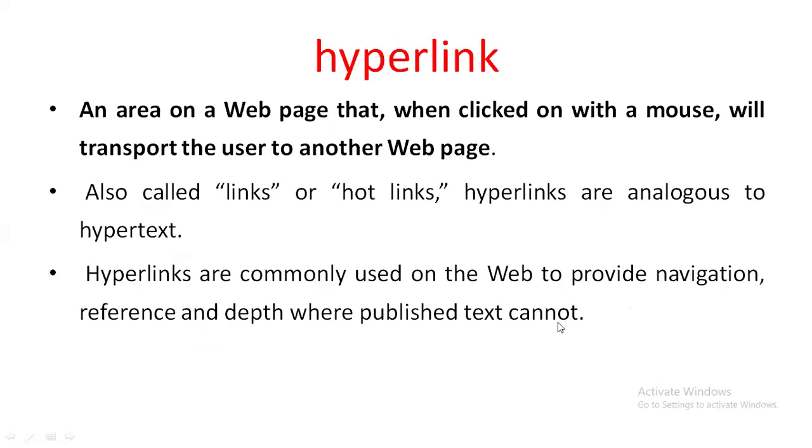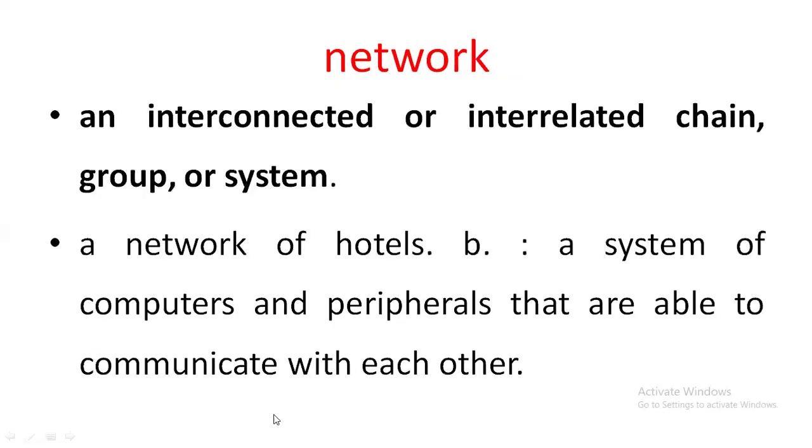For example, a hyperlink is an area on a web page that, when clicked on with the mouse, will transport the user to another web page. Also called links or hot links, hyperlinks are analogous to hypertext, and are commonly used on the web to provide navigation, reference, and depth where the published text cannot.